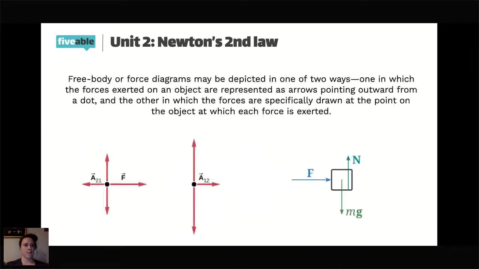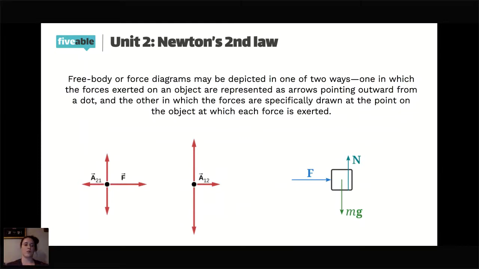All right. Free body or force diagrams can be depicted in two ways. First is when the forces on an object are represented as arrows pointing outward from a dot. So like on our left, we just draw the dot and then draw forces off of that. Or you can have the object and then draw your forces specifically where they're interacting with the box. So for our box, our normal force is acting at the bottom surface, pushing up. Our gravitational force, mg, is acting at the center of mass, and our contact force is at the side.